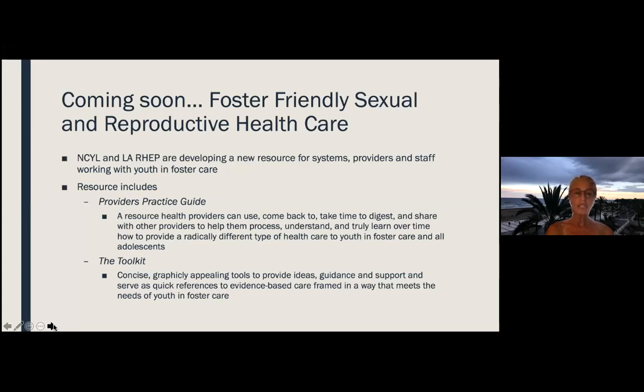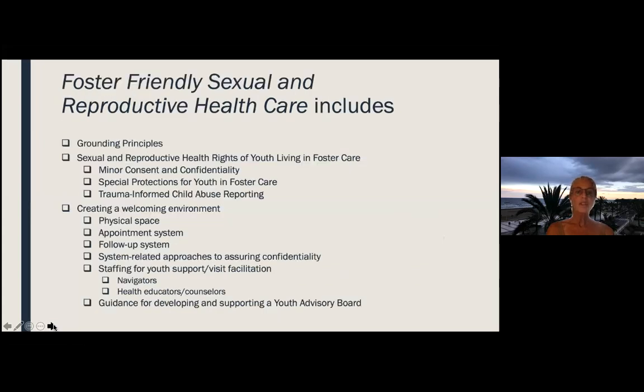And then a toolkit that has concise, graphically appealing tools that give you ideas, guidance, and support, and can really serve as quick references. So just to give you a quick idea, these are some of the things that are in the foster-friendly sexual and reproductive health care provider guide and toolkit.